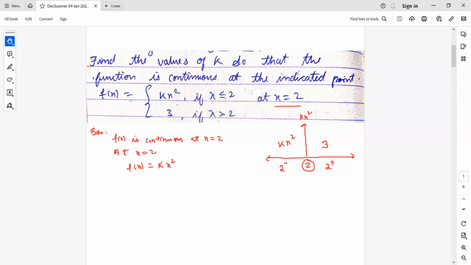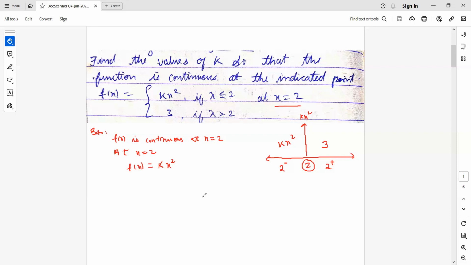Next, we need to calculate the LHL, the left hand limit. The left hand limit is nothing but the limit of f of x as x tends to 2 minus. When x is less than 2, the value of the function is kx square as x tends to 2 minus. Simplifying, when we take the limit, we replace x with the value it is tending to. Here x is tending to 2, so replace x with 2 and we get 2 square.